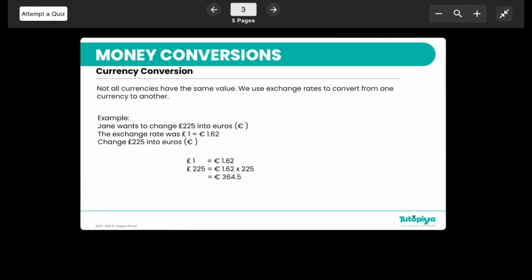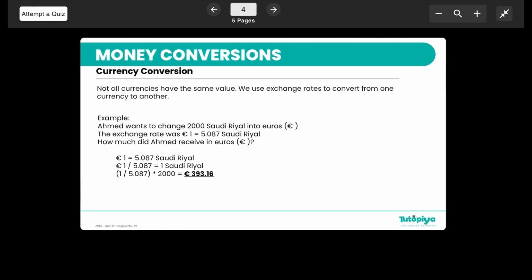For example, Jane wants to change 225 pounds into euros, right? And we have been given the exchange rate that 1 pound is equal to 1.62 euros. Since the amount of money I have is in pounds, to go from 1 pound to 225 pounds, I have to multiply the left hand side by 225. So to find how many euros this is equivalent to, I do the same thing on the right hand side, and I multiply 1.62 by 225, which results in 364.5 euros.